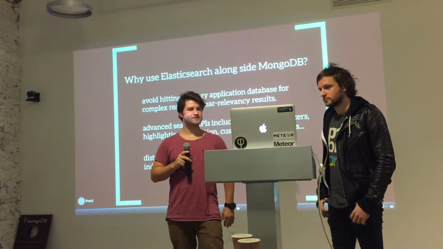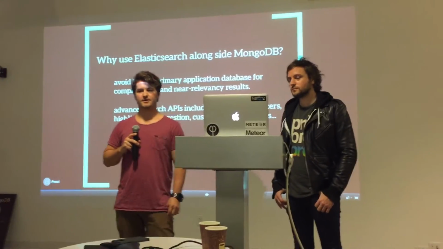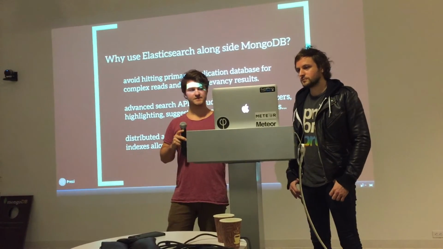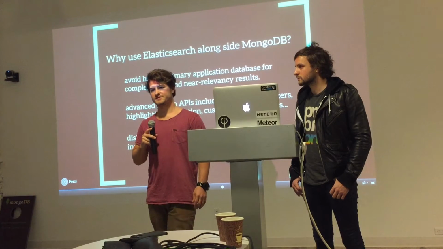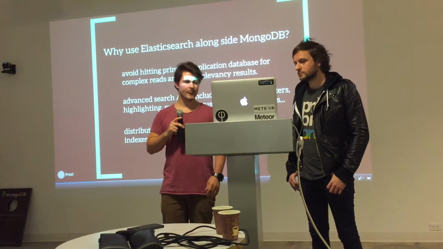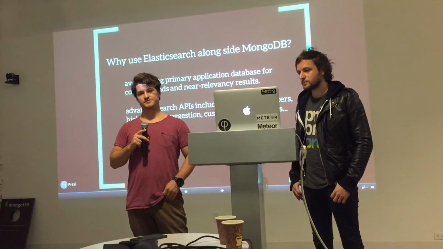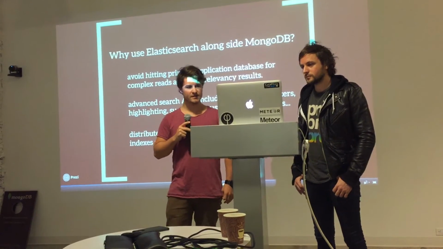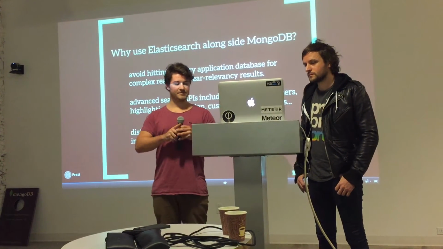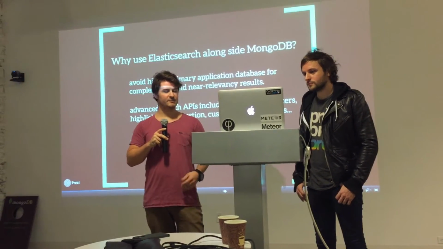So why use Elasticsearch alongside MongoDB? One of the main reasons, or one of the best features, is you're not hitting your primary application database for really complex queries. So if you're using something like, well, I guess everyone here is using Mongo since it's Meteor, but you're not slowing down your Mongo cluster to try and answer these really in-depth questions about your data. So you're offloading that onto Elasticsearch, which is awesome. So your application is still performing normally, and you can still do these really complex aggregation queries.